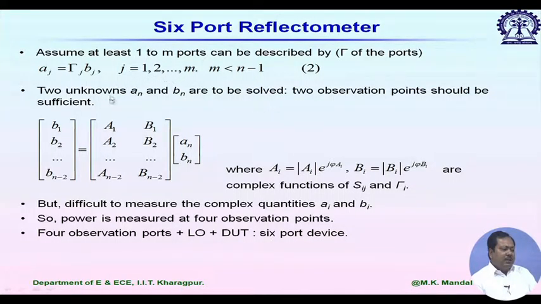So, An and Bn are to be solved. From this it seems that since we have two unknowns, two equations or two observation points should be sufficient, but it is not, since they are complex quantities, they have magnitude and phase. So, we can form n minus 2 equations from these known 1 to m values. We are expressing them in terms of An and Bn, the unknown quantities. So, B1 to Bn minus 2 is equal to this matrix multiplied by An and Bn. We know the values of the S parameters.